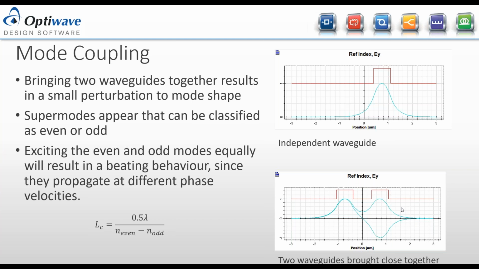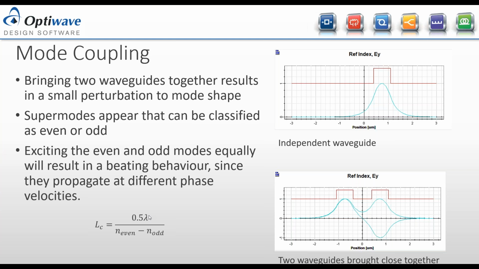I just want to say also that it's pretty easy to calculate the length of this beating behavior by using the equation I have down on the bottom left of the slide, where you take the wavelength times 0.5 and divide by the difference in the effective or modal index of the modes, the one even, one odd. So that difference will tell you how long it'll take. If you start with one waveguide that has its mode excited, how long will it take for that mode to couple over to the other waveguide?